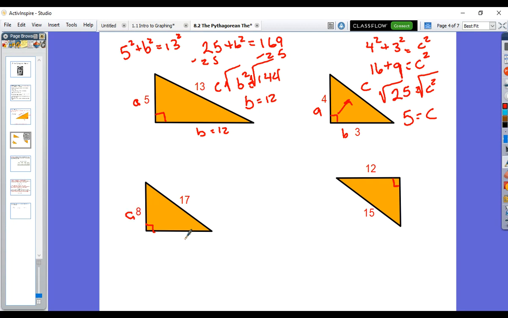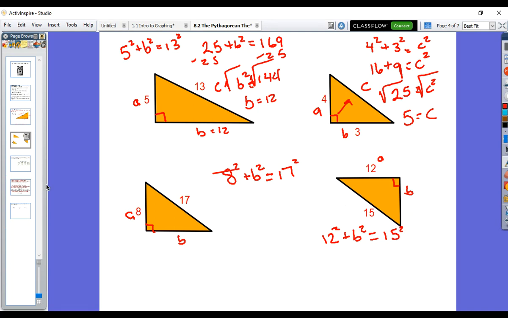And we can see the same thing. So we got A right here, B right here. So we're looking for B. A right here, B right here. We're looking for B again. Let's try them out one more time. So I'll set them up, but then you guys will finish them. So as we set this up, we'll say, hey, 8 squared plus B squared equals 17 squared. On this one, when you set it up, you do 12 squared plus B squared equals 15 squared.